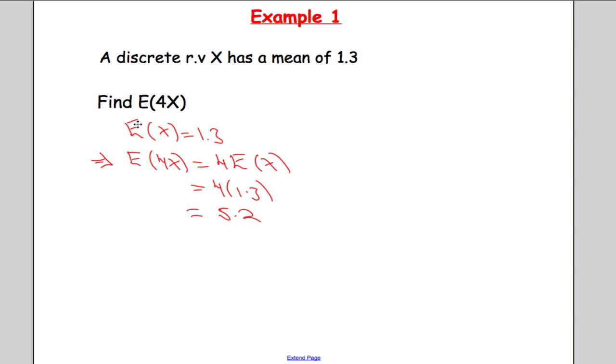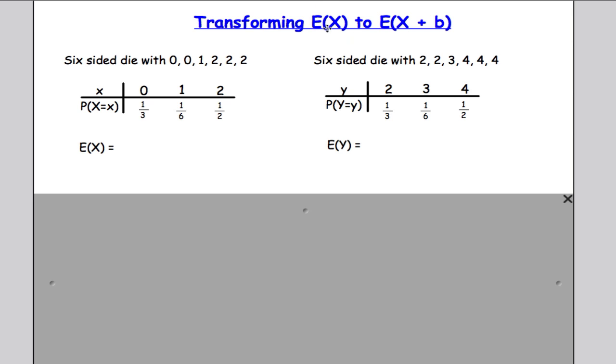Okay, what about a different type of transformation? If I have the expected value of x and I want to transform it to the expected value of x plus b, where b is some number. So again, we've got our six-sided die with 0, 0, 1, 2, 2, and 2. And then we have another six-sided die with 2, 2, 3, 4, 4, and 4. Just like before, the expected value of x here is going to be 1 and 1/6.